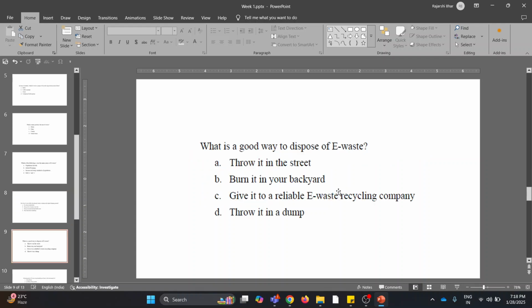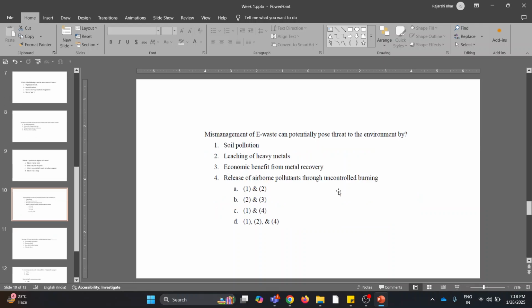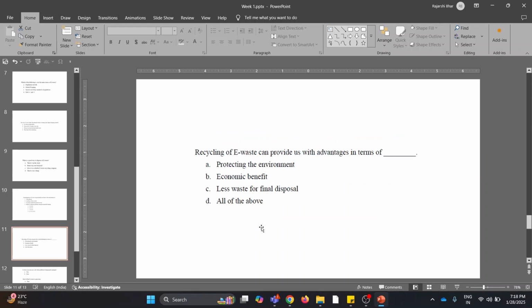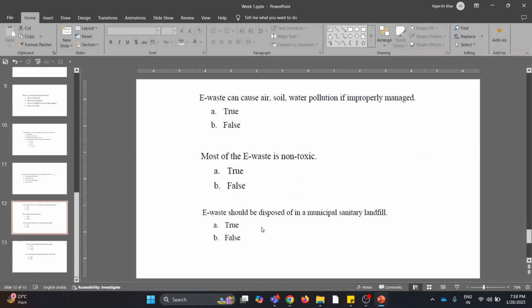Then, what is a good way to dispose of e-waste? Option C, give it to a reliable e-waste recycling company. Mismanagement of e-waste can potentially cause a threat to the environment by option 1, 2, 3, and 4, I guess. Sorry, 1, 2, and 4: soil pollution, leaching of heavy metals, and the release of airborne pollutants due to uncontrolled burning. So option D is the correct answer. Then, recycling of e-waste can provide us advantages in terms of protecting the environment, economic benefit, and less waste for final disposal. So all of the above is the correct answer.